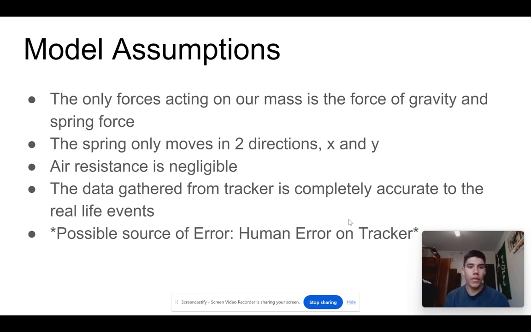Some assumptions for our model. First of all, the only forces acting on our mass are the force of gravity and the spring force. The spring only moves in two directions, x and y. We're not saying that it comes towards or outside of the screen, if we're talking about the recording I used. Air resistance is negligible, and the data gathered from the tracker is completely accurate to the events of real life. A possible source of error would be human error inputting data on the tracker app.